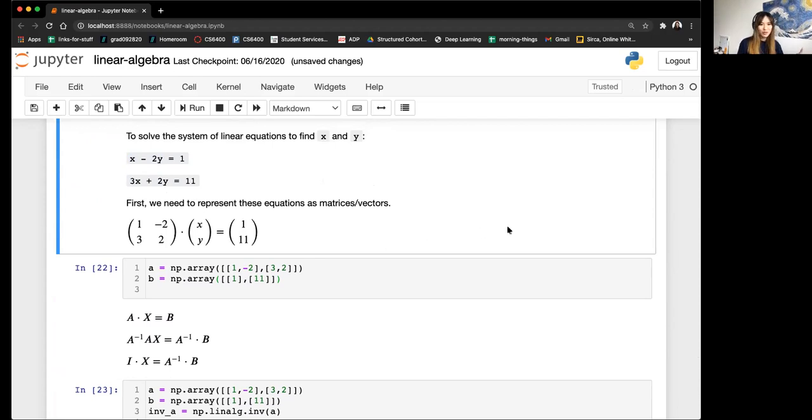And this becomes even more important when you have more and more equations and more unknown values. It becomes much easier to do it the matrix way versus trying to do it by substituting everything here and there.